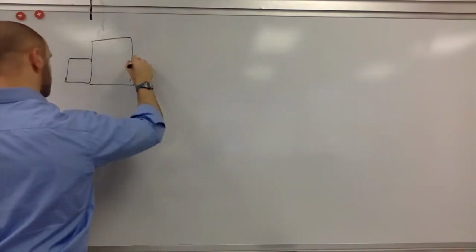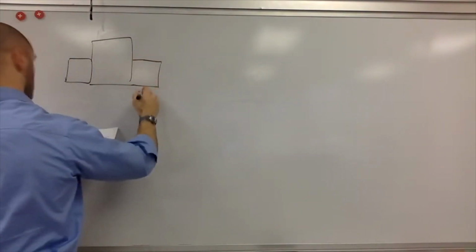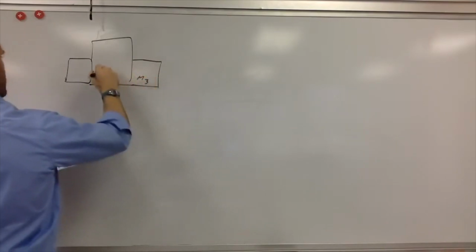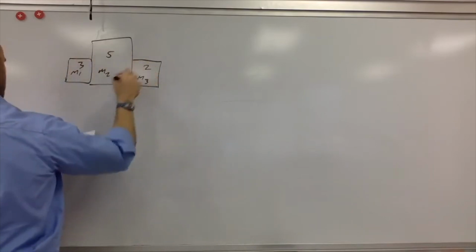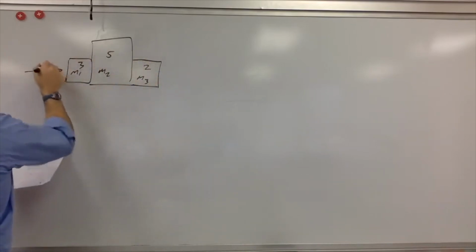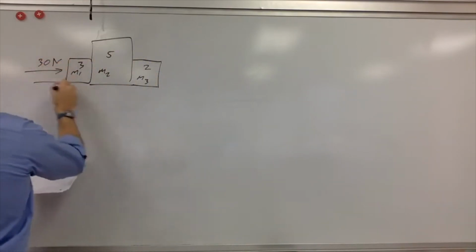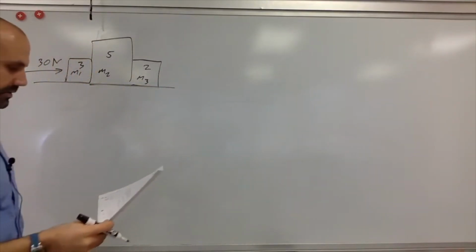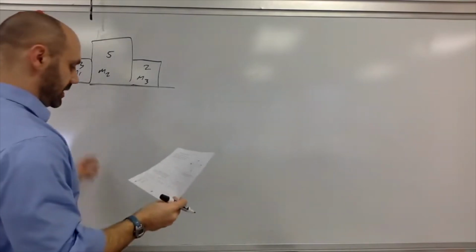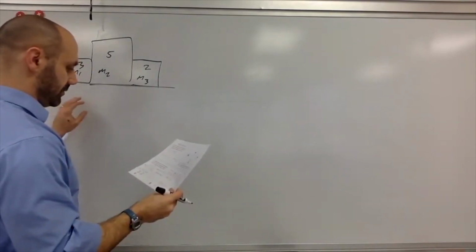And the next thing, we have these 3 blocks, like this. Here's M3, here's M2, and M1. This is 3 kilograms, 5 kilograms, and 2 kilograms. And there is a 30 newton applied force on this frictionless system. Okay, so we want to know, find the applied force and all forces between the blocks.